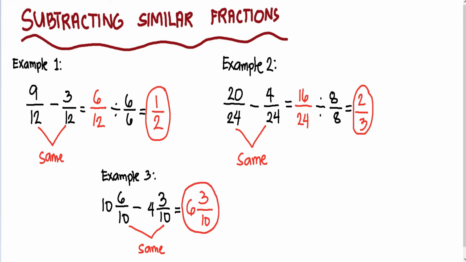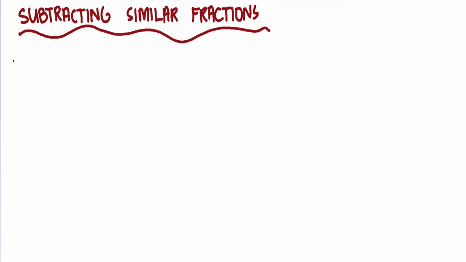There's no more number that we can divide with 3 and 10. Therefore, that will be the simplest term. Let's have another example. How about if we have 3 and 2 over 5 minus 1 and 3 over 5?